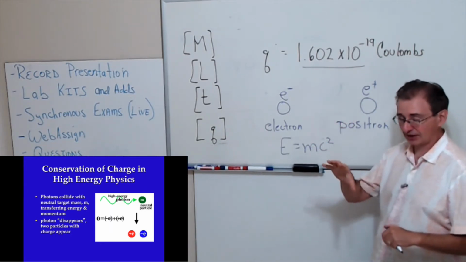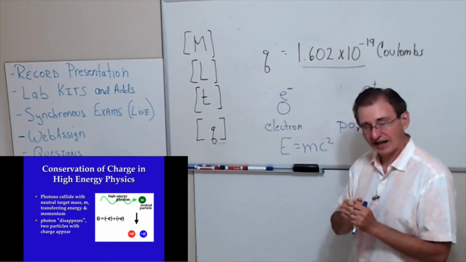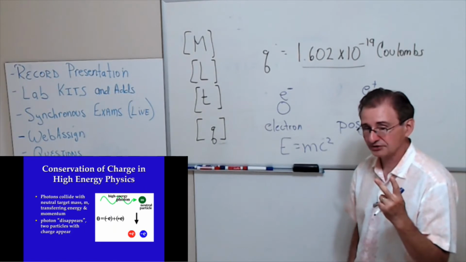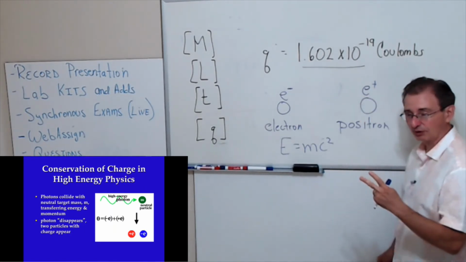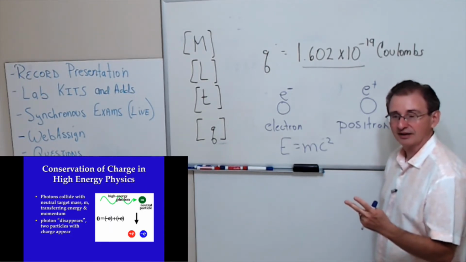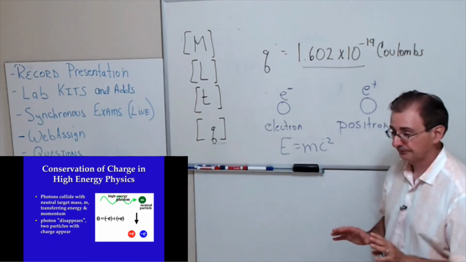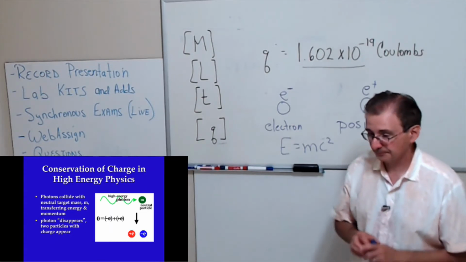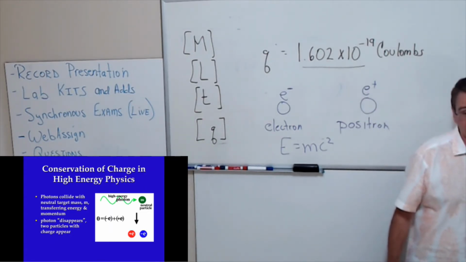In fact, the opposite can occur too. You can get two photons that come in and collide with each other, and two particles appear. You can get pair production when two photons collide into each other. These have been observed in the lab. This is an example of conservation of charge. It's weird, but it happens. Hard to do.